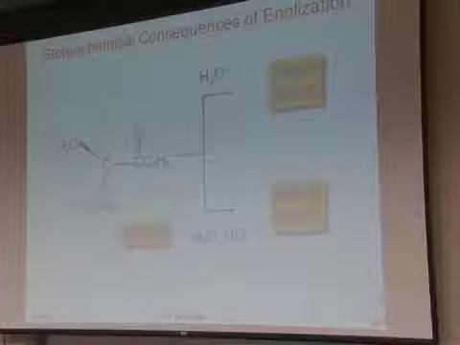Another very interesting consequence of enolization is the loss of chirality. If you have a chiral center at the alpha carbon, and you add H3O plus, or you add H2O and OH minus, you started with 100% R, and you are going to have a racemic mixture, 50% R, 50% S, in both cases.